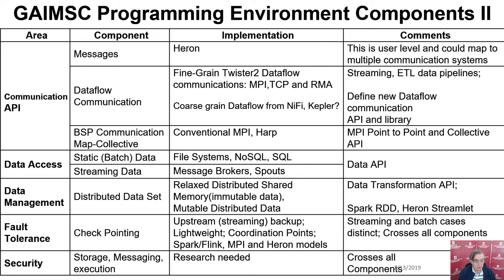Fault tolerance. The reason why Hadoop and Spark are super popular is they were correctly and brilliantly designed to be fault tolerant. That gives people in charge of everything a warm feeling, even if it's not important because the system doesn't crash. Or if it does crash, you do something called press a button and rerun. It is somewhat different for streaming and batch jobs. And it's also connected to these coordination points because they're a place where you can actually do backups. And Spark and Flink and MPI and Heron all have different models.